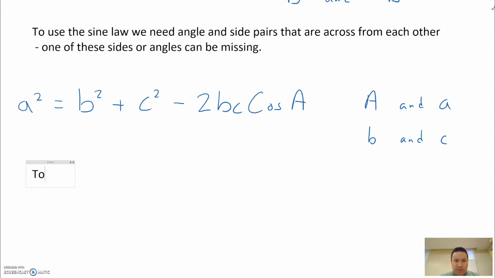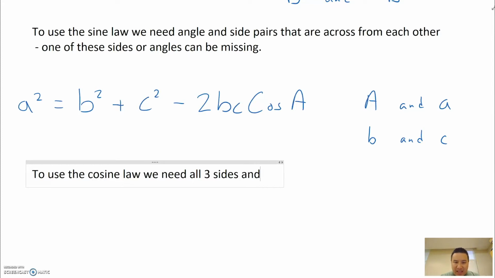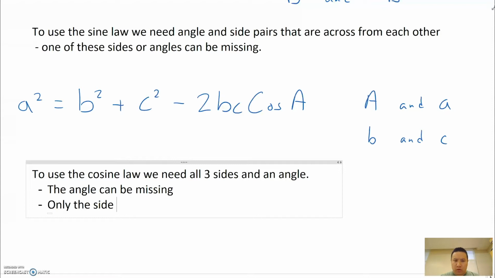So here we go. Let's type this up. To use the cosine law, we need all three sides and an angle. Now, the angle can be missing. Meaning, if I know all three sides, I can find the missing angle. Remember that the placement matters, so you just have to move the A, B, or C around depending on which angle is missing. The side, however, only the side where we know the angle across from it can be missing.